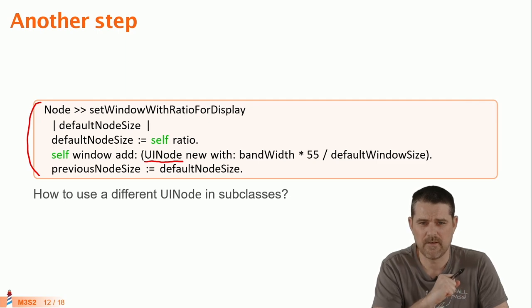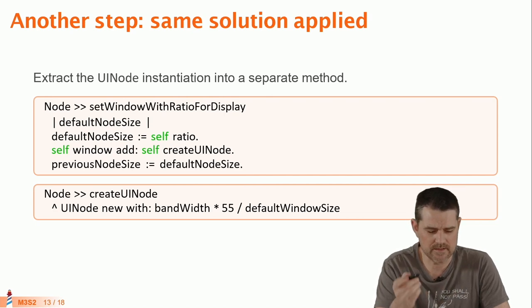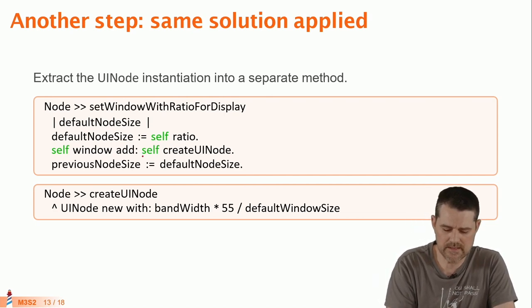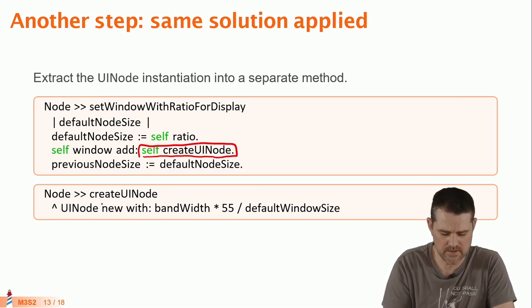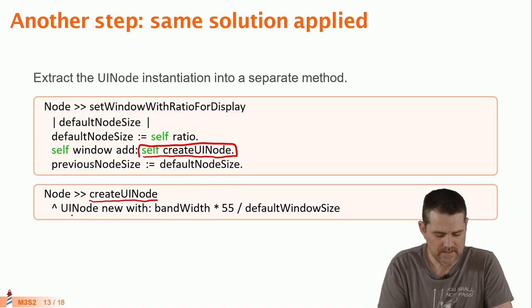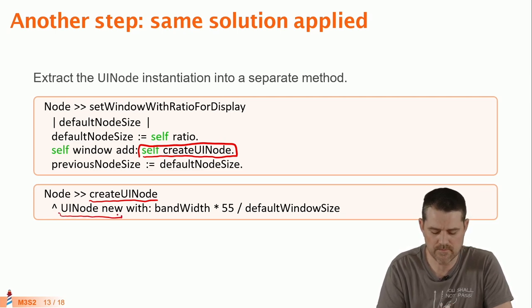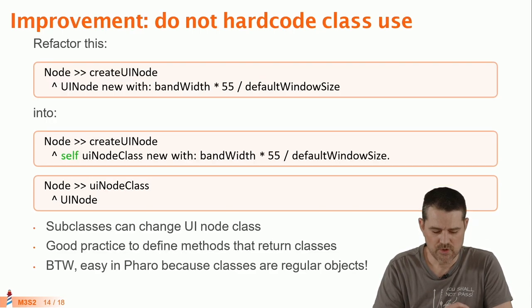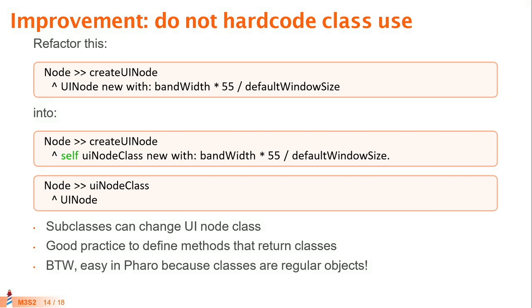You should think one minute on your side, and the answer is to use exactly the same pattern. So now we can extract, in exactly the same way, this instance creation into a self-send, into another method here, createUINode, that I can implement in the Node class. And here I have exactly the same expression as before. I instantiate a UINode, but now it opens the door to redefine this method in a subclass. For example, in a subclass, I can redefine this createUINode to change it.